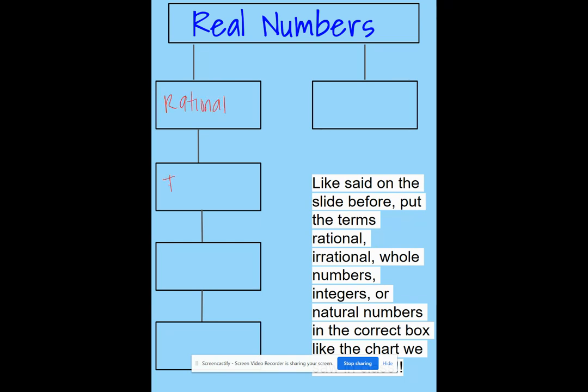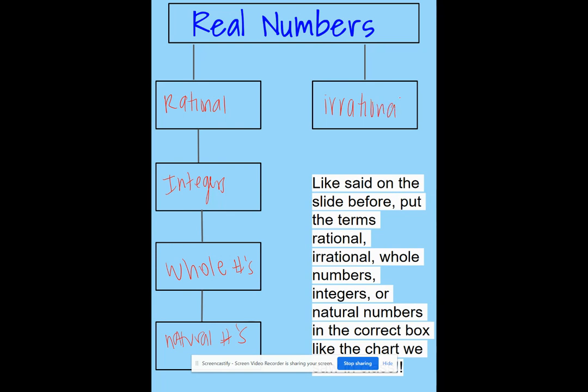Then you have your integers, then your whole numbers, and your natural numbers. Sorry for the sloppy handwriting. And then over here by itself, it's the irrational numbers.